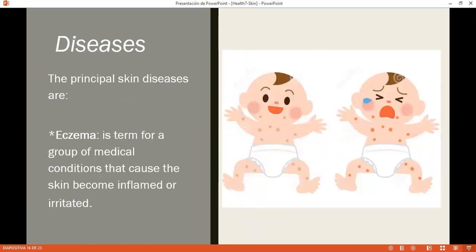Some of the diseases that you can find in the skin are the common eczema, which is a term for a condition in which the skin becomes inflamed or irritated, or both. You can have, like in this picture here, some little dots, or sometimes it's just a big amount of rash.